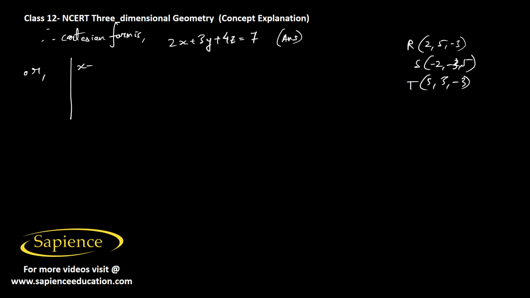So then we can take this as x1, y1, z1, this as x2, y2, z2, and this as x3, y3, z3. So then we can write the Cartesian form of the equation of the plane which passes through these 3 non-collinear points, as x minus x1, which is x minus 2.